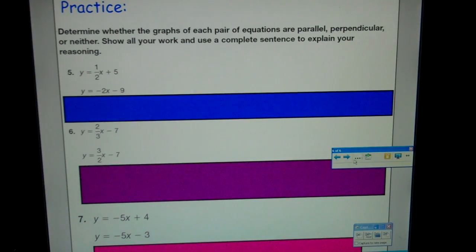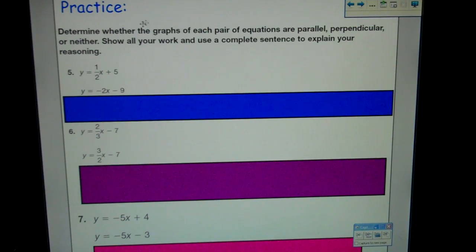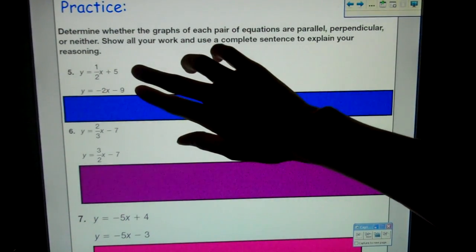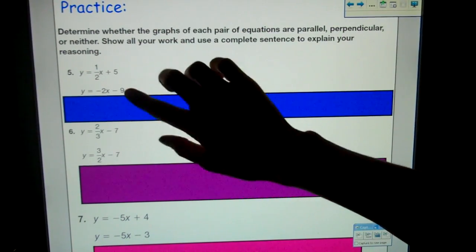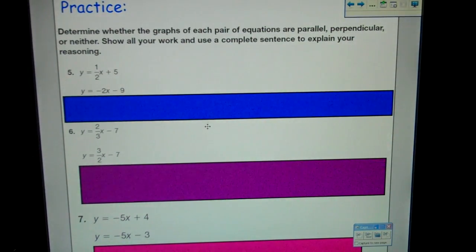Here's your practice. Okay? There's only 3 problems, so don't whine. Determine whether the graphs of each pair of equations are parallel, perpendicular, or neither. Show all of your work. So here's your 2 equations. Do we care about the y-intercepts? No. All we're looking at are the slopes.